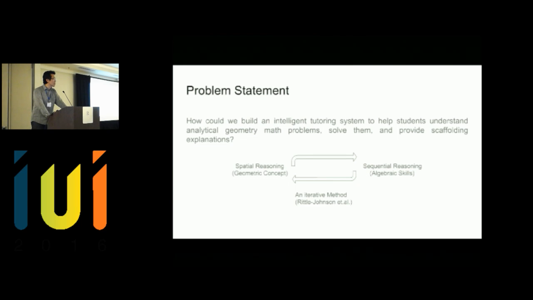So the first question that I ask myself is, how could I build an intelligent tutor system to help students understand analytical geometry math problems, solve them, and provide scaffolding explanations? The complexity of solving such problems is that the user of the system needs to use both spatial reasoning, such as with diagrams, and sequential reasoning, using algebra skills, in an iterative method. In educational psychology, some researchers have already shown in the fractional tutor that these two skills need to be developed iteratively.